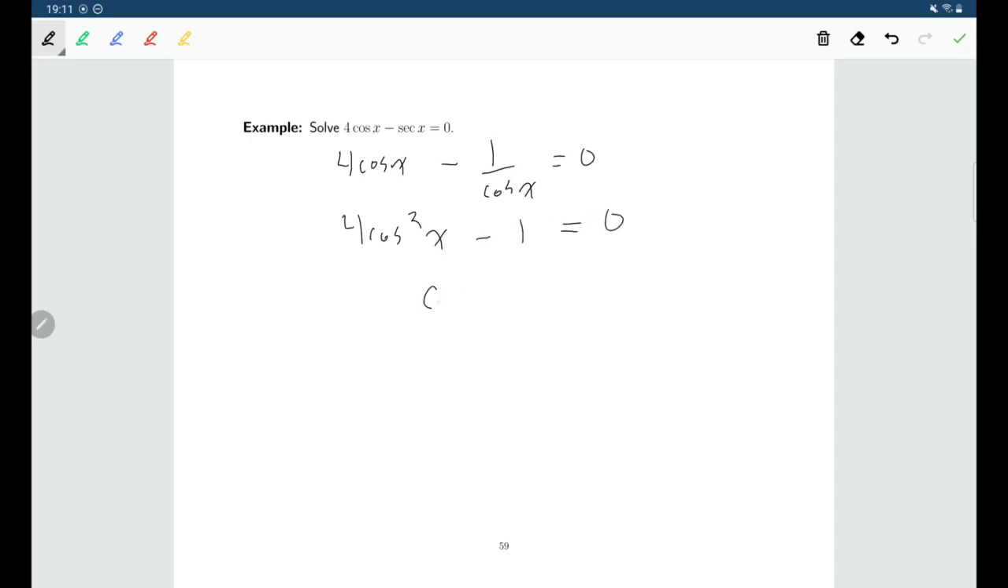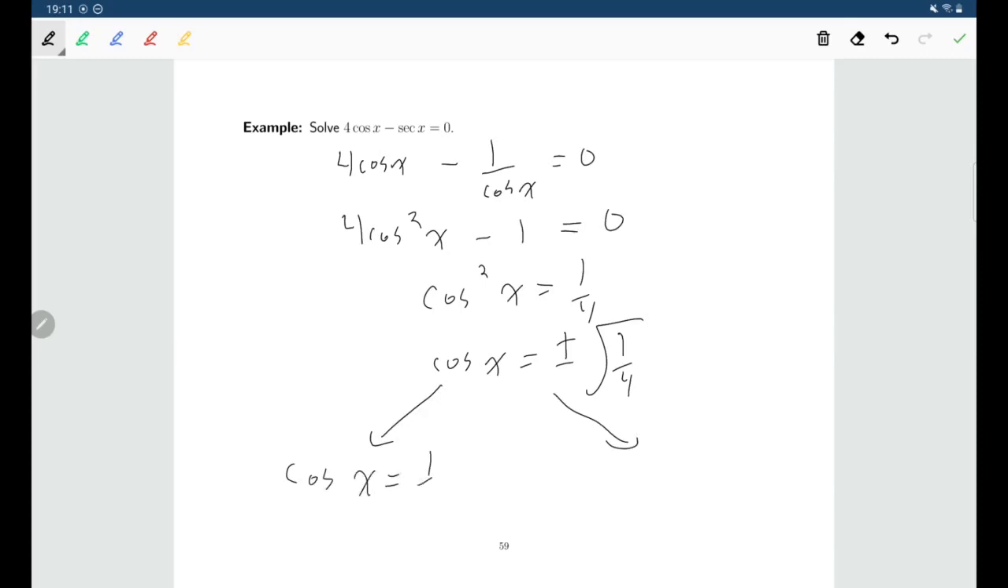And if you were to solve this, you'd find that cosine squared is a quarter, which means that cosine of x is plus or minus the root of a quarter, which is plus or minus a half. So we have two things that we'll need to solve. We'll need to find out where cosine of x is equal to positive a half, and we'll also need to know where cosine of x is equal to negative a half.